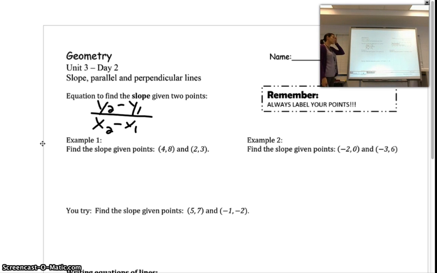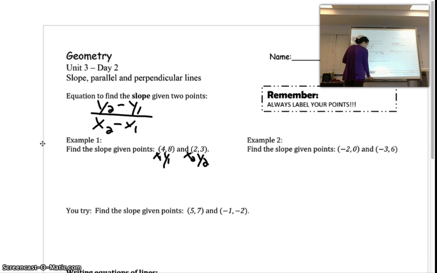Okay, so when we're solving for slope, we want to make sure that we label our points just like we did with the distance formula. So remember to always label your points. Let's do an example here. When we label the points, we're going to label them x1, y1, x2, and next, y2. That's just so you don't get mixed up and put things out of order.